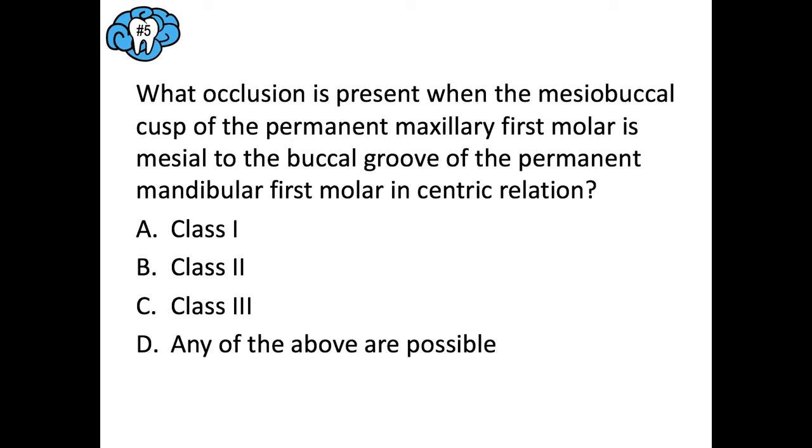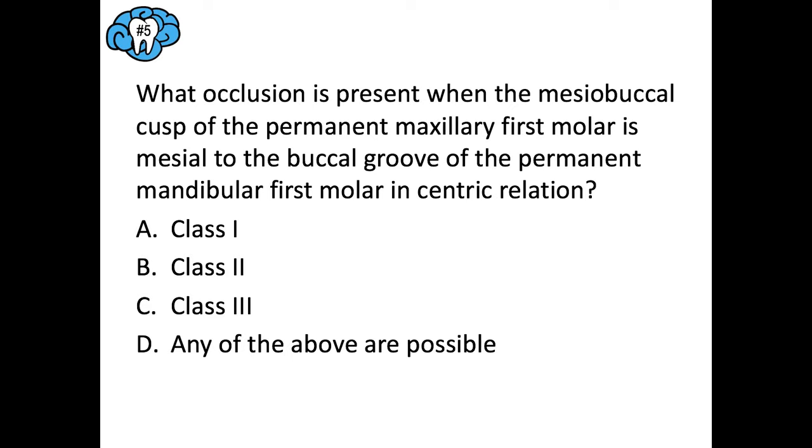All right, question number 5. What occlusion is present when the mesiobuccal cusp of the permanent maxillary first molar is mesial to the buccal groove of the permanent mandibular first molar in centric relation? Go ahead, pause the video, and then we'll talk about this one.